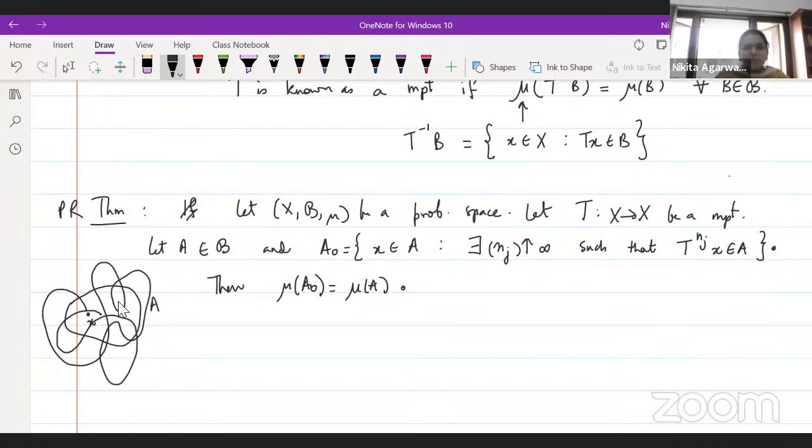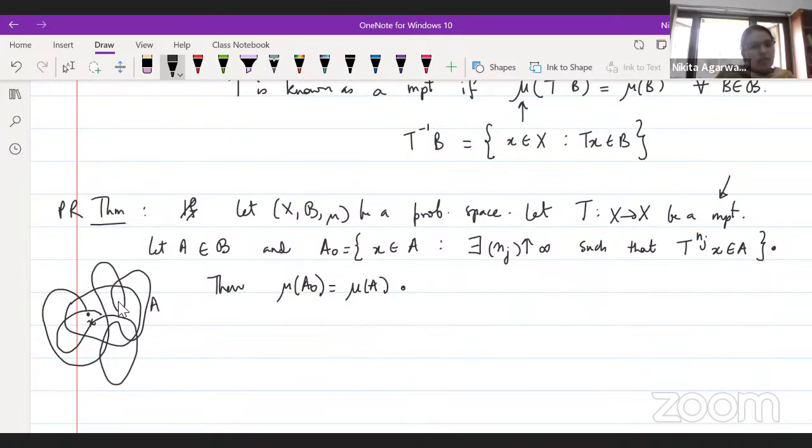Remember, it's a measure preserving transformation. So what it is saying is that if you are in a probability space and you take a measure preserving transformation, what is a measure preserving transformation? Measure of inverse of any set is same as the original set. If that happens, then for any set A in the sigma algebra, almost every point is recurrent.